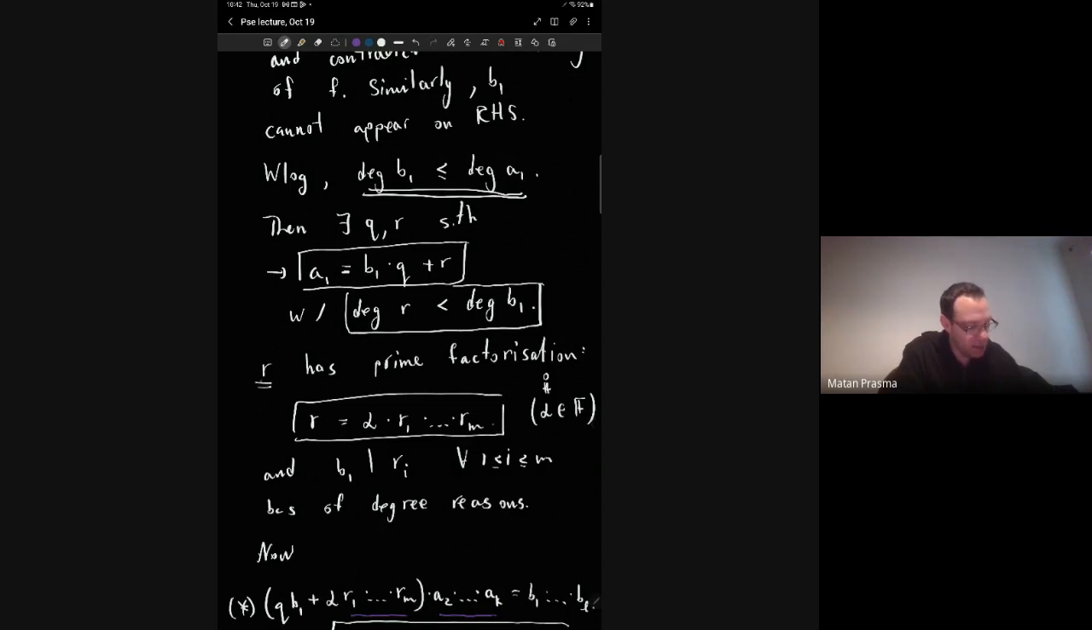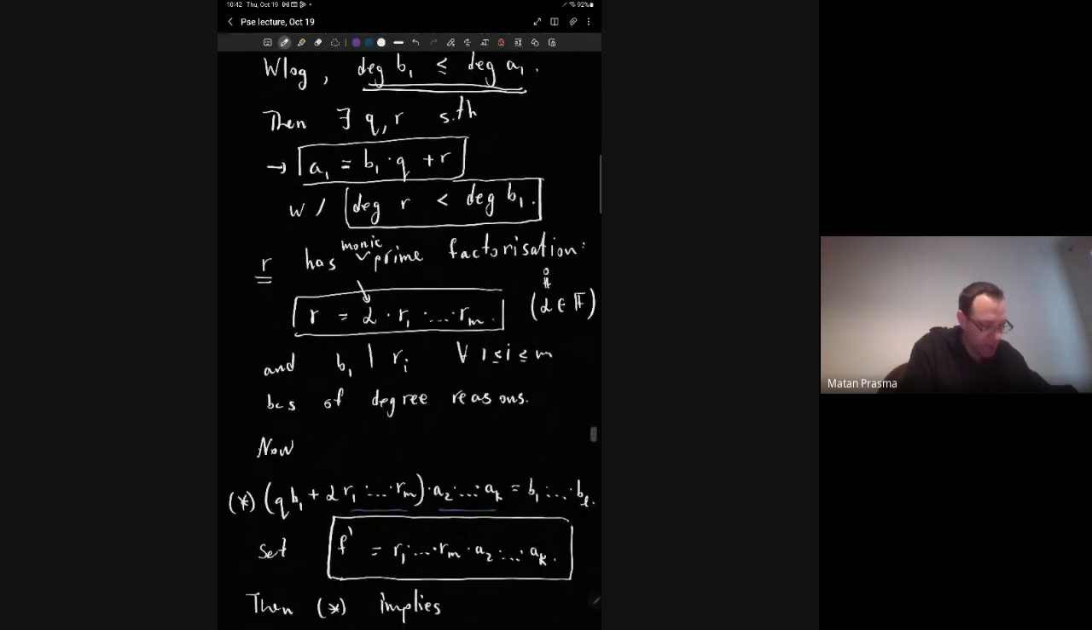Now I take the remainder and I decompose it into a product of primes. Here, because I cannot assume the remainder to be monic, I write it as some constant times a product of monic prime polynomials. Let's call it monic prime factorization, but you have this coefficient alpha that you have to add.